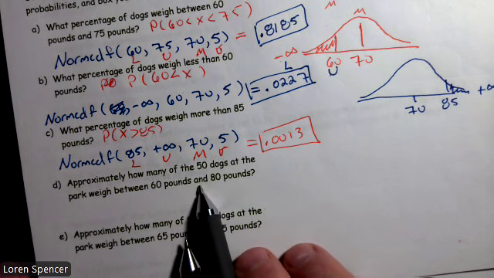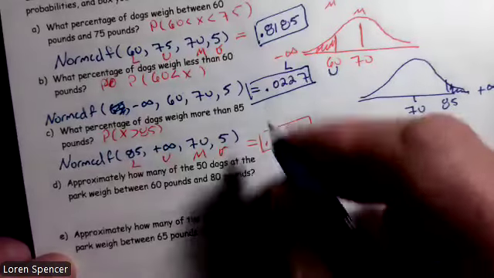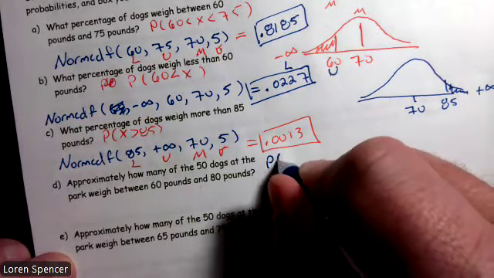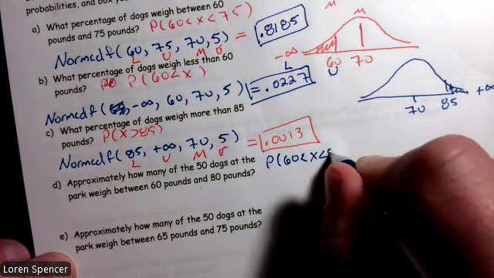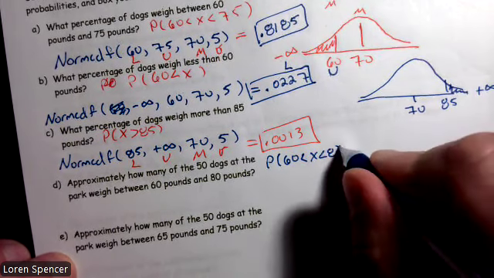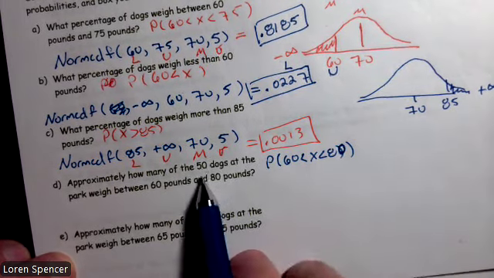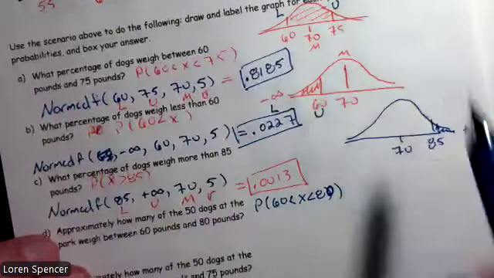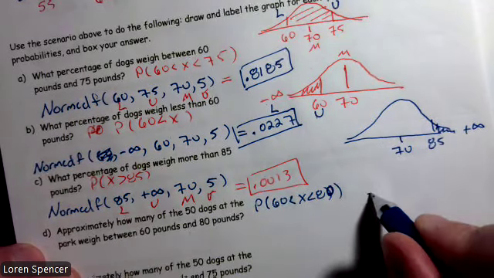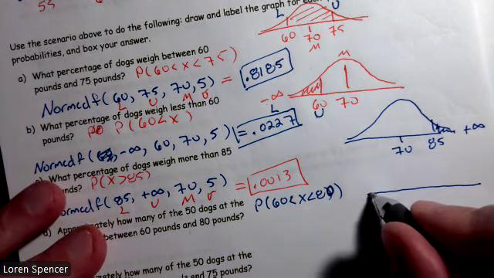Approximately how many of the 50 dogs at the park weigh between 60 and 80 pounds? Well, first off, I need to calculate my probability. And to do that, we need to set our probability statement. We want the probability that 60 is less than X less than 80. Now I could use the empirical rule, and by empirical rule, I'm expecting about 95%. Now we're going to use a calculator and get a more precise percentage, but I could have used the empirical rule and been pretty close with that.